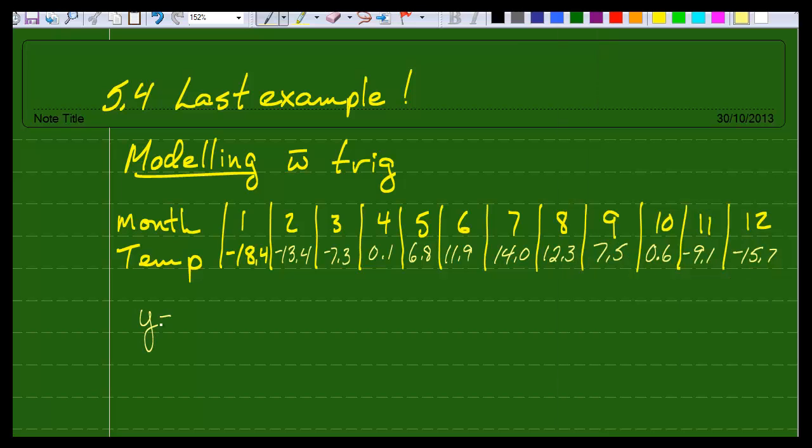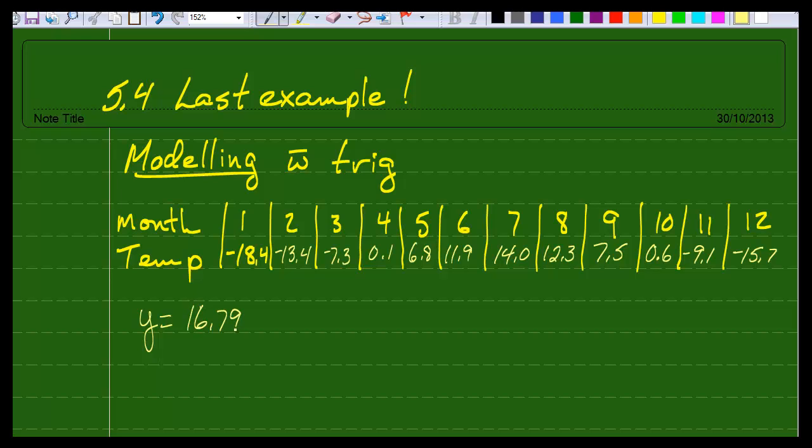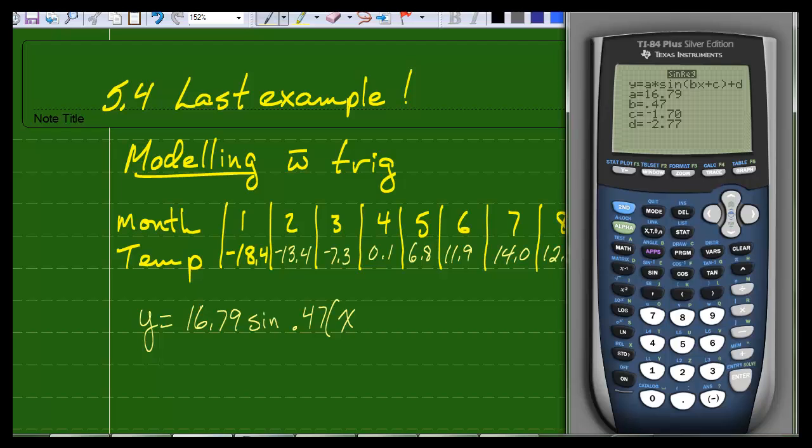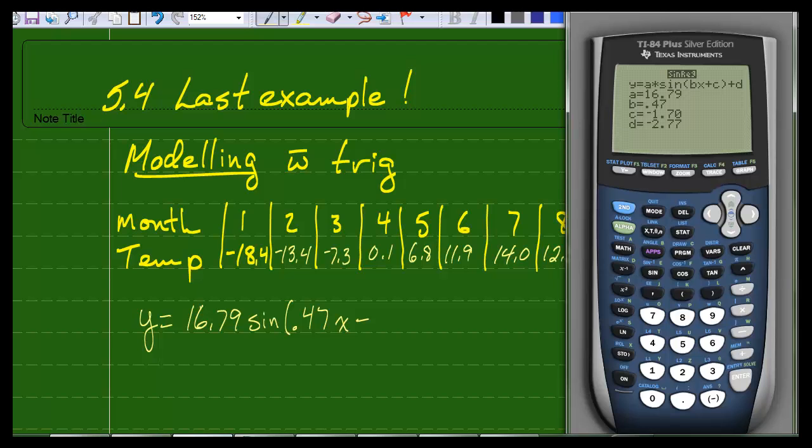I'd get that y is equal to, let's bring that up so I can actually see it, 16.79 sine 0.47 x minus 1.70. Oops, sorry, my bracket's in the wrong spot here. Sine 0.47 x minus 1.70 and then minus 2.77.